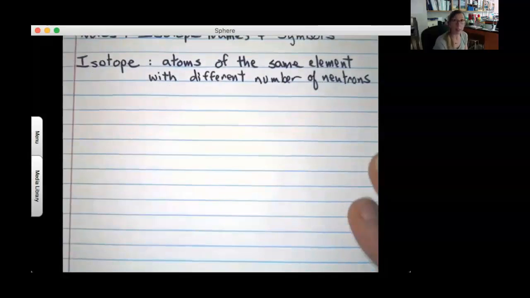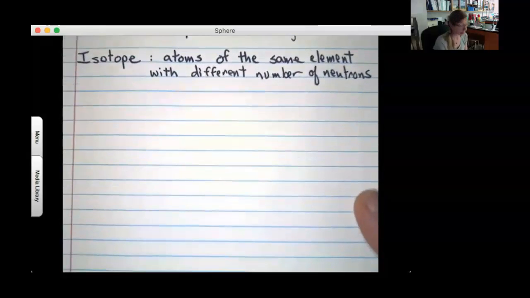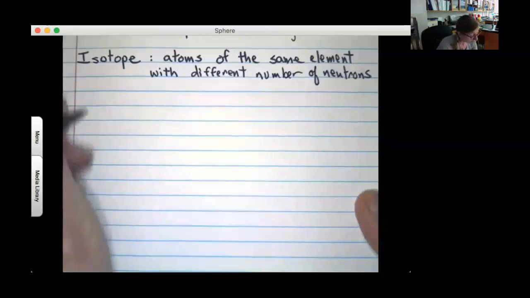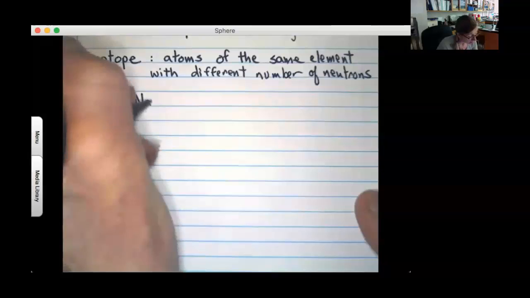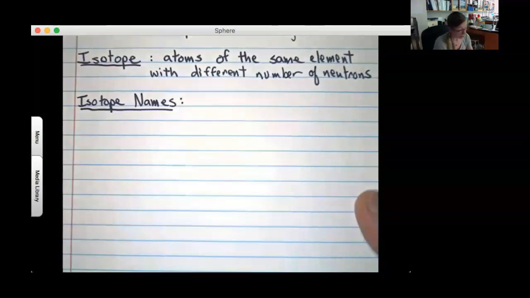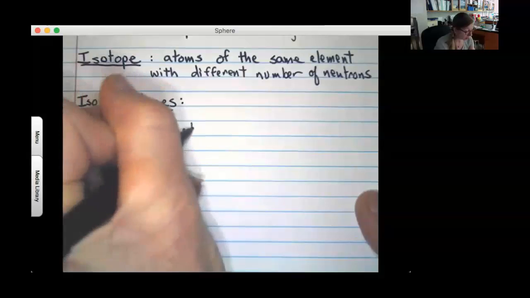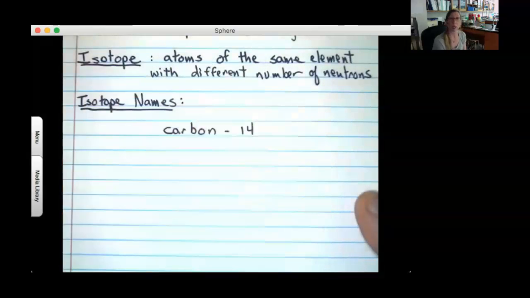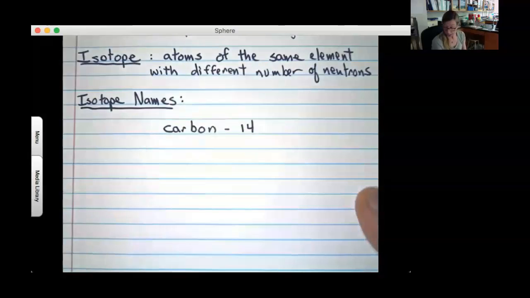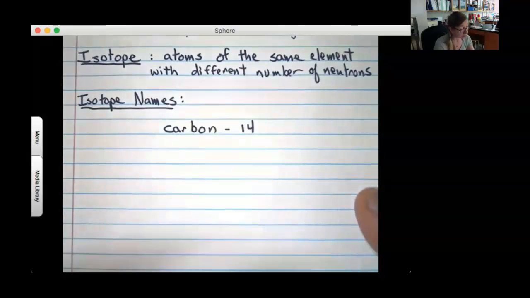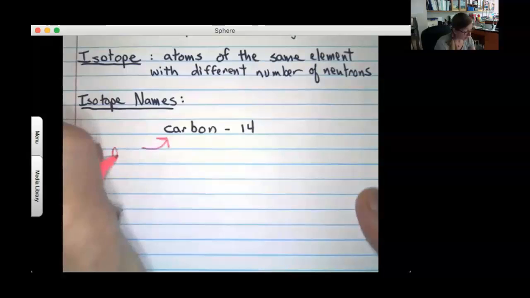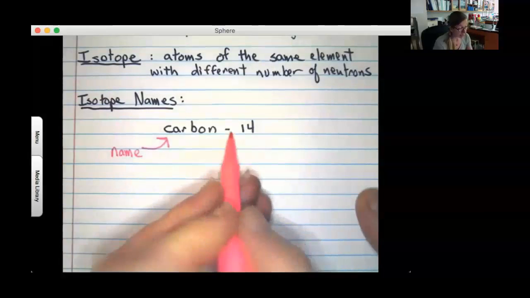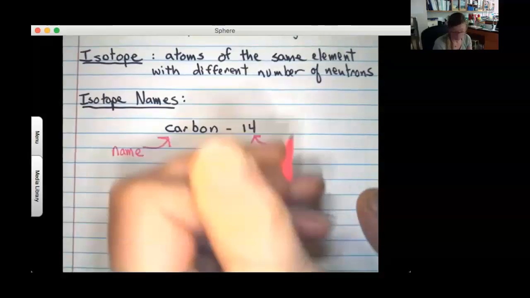So there's two things we have to know about this, the convention, how we talk about different isotopes so we can identify them. One way we do is isotope names. And how we do the names is like this. You guys have heard of carbon-14. In earth science, that's how we do radiometric dating. And so what that means is that we have the name of the element and a dash, and then the 14, that tells us the mass number.